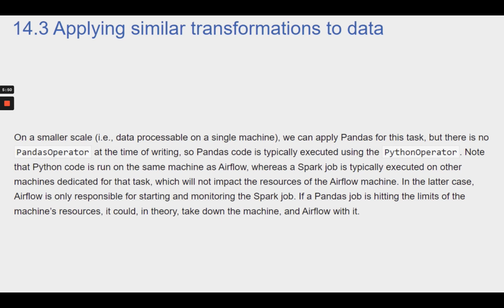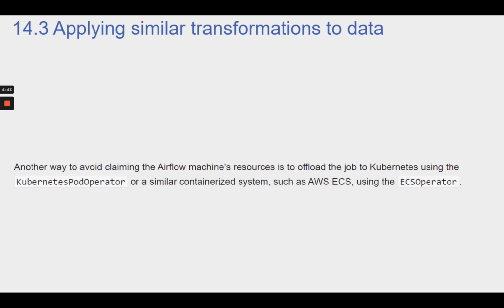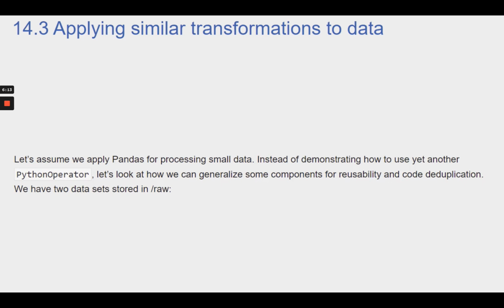If a pandas job is hitting the limits of the machine's resources, it could, in theory, take down the machine and Airflow with it. Another way to avoid claiming the Airflow machine's resources is to offload the job to Kubernetes using the Kubernetes pod operator or a similar containerized system, such as AWS ECS using the ECS operator. Let's assume we apply pandas for processing small data.